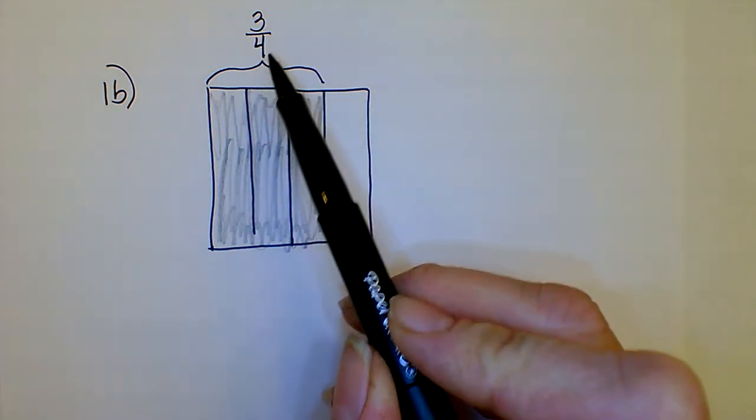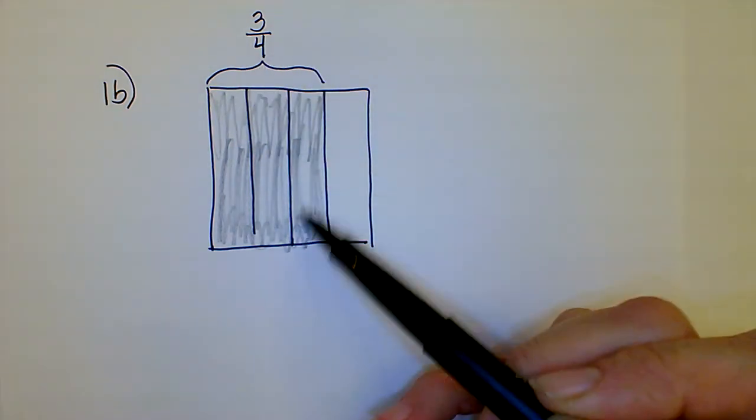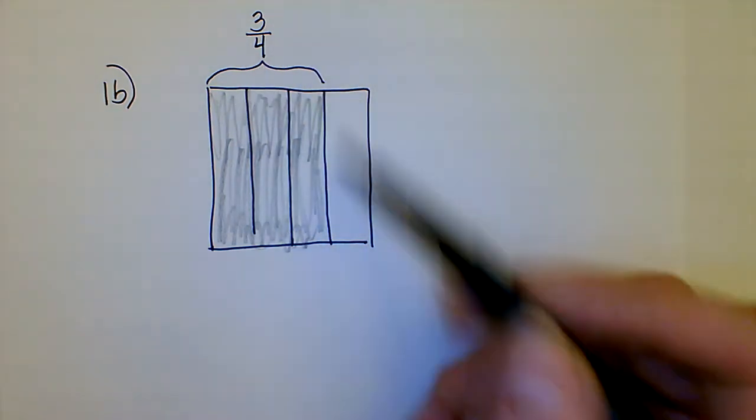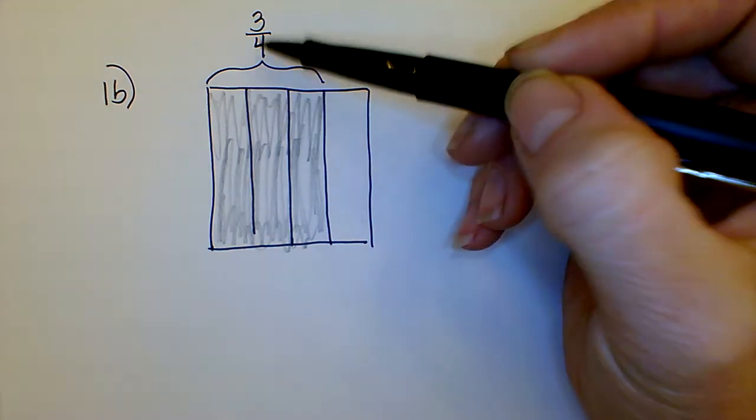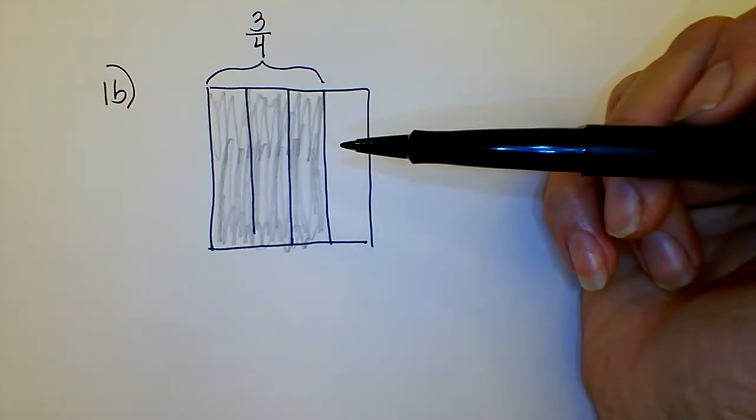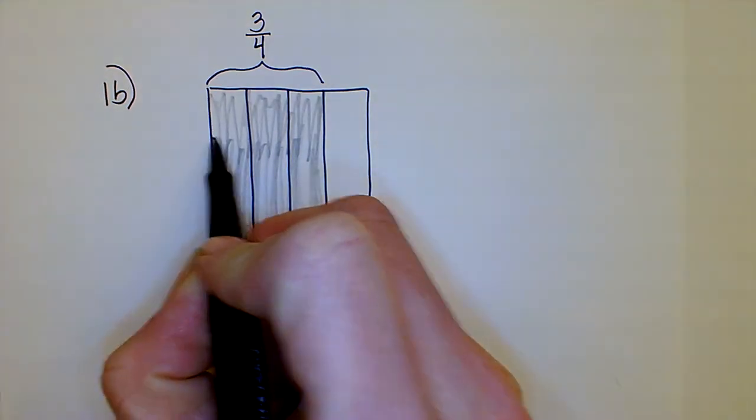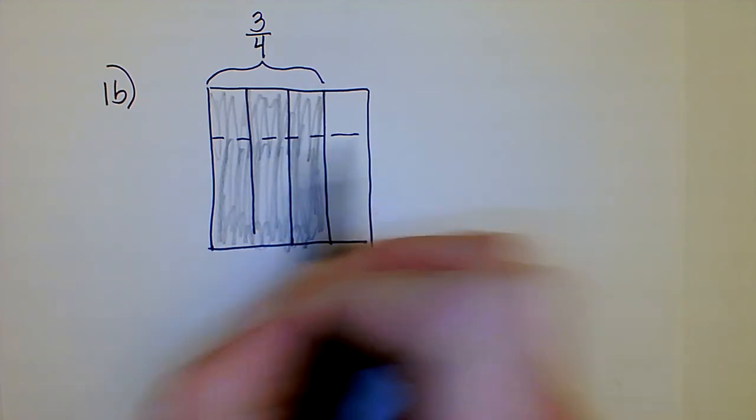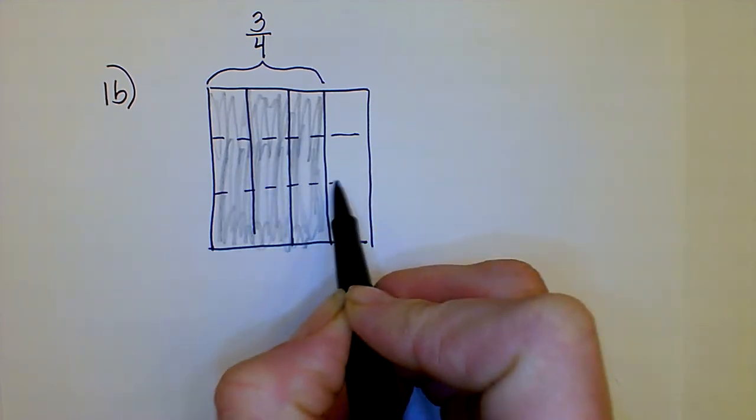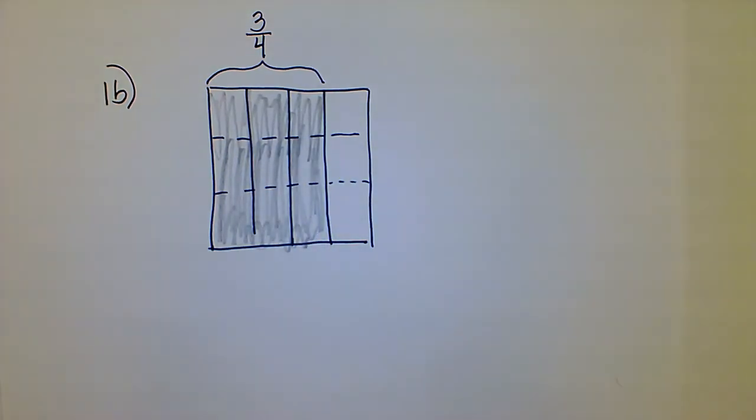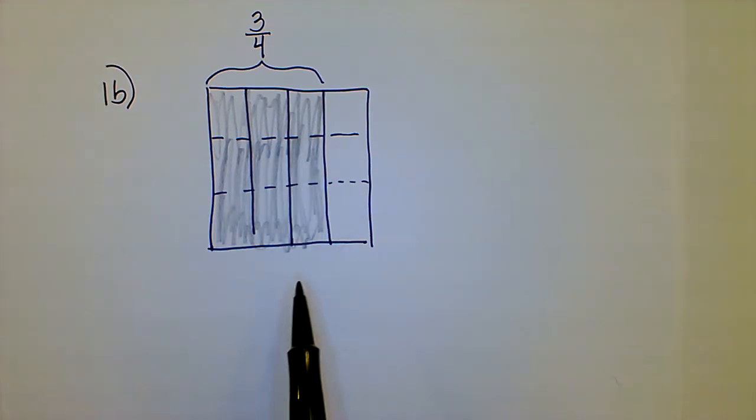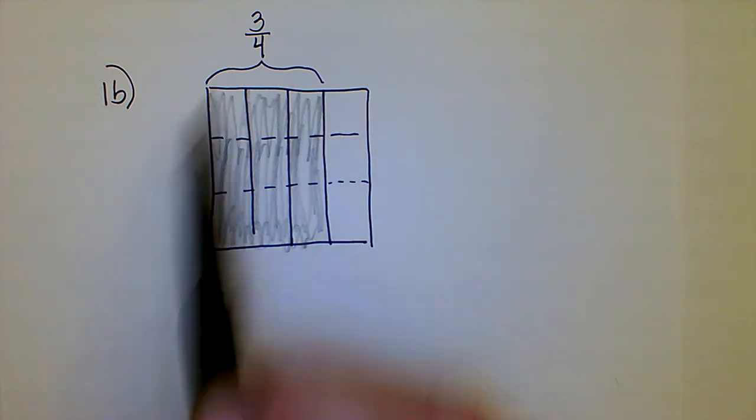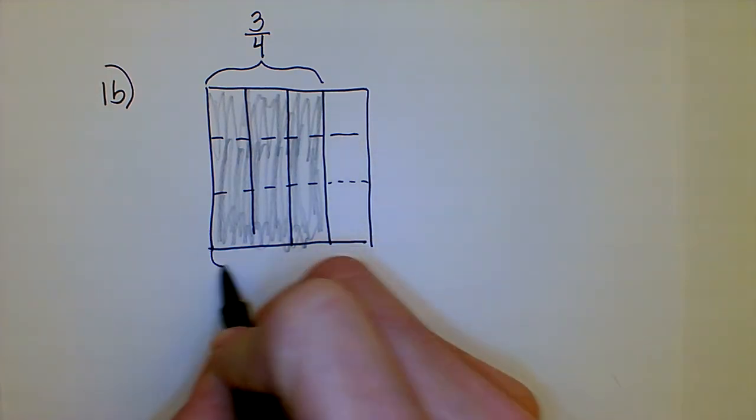So, again, the original fraction for this model is 3/4. Now, in problem 1B, they went ahead and they already had split this up or divided it up or decomposed it into smaller fractions. So let's take a look and see, after this has now been decomposed, what the value is of the shaded section.